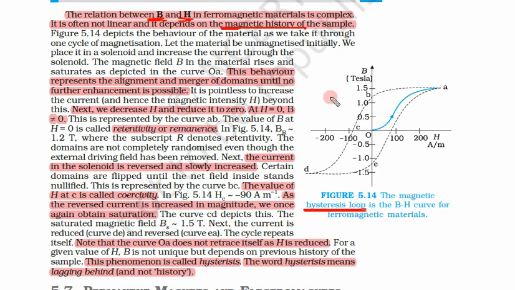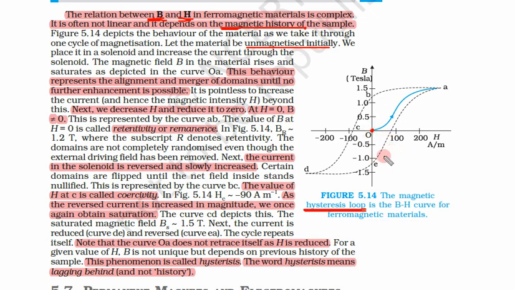So this depicts the behavior of a material as we take it through one cycle of magnetization. Here one cycle of magnetization is shown. Let the material be unmagnetized initially. So initially the material is non-magnetized, and we start with this point.